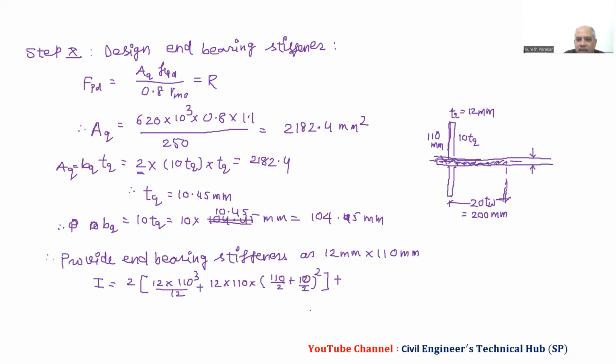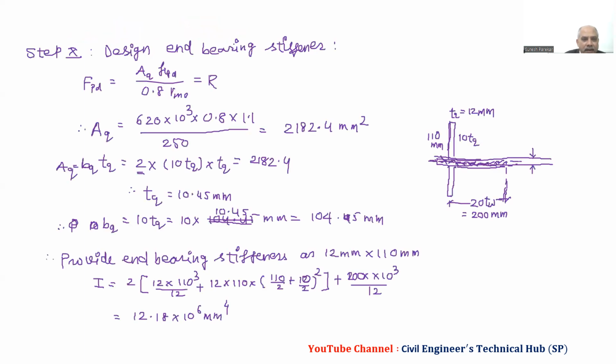So we have to consider B and D cube, sorry, B we have 200 and D we have 10. So 200 into 10 cube by 12. So this is B and this is D, because we are going to find out at center. And from this we will get value of I as 12.18 into 10 raised to 6 millimeter to the power 4.